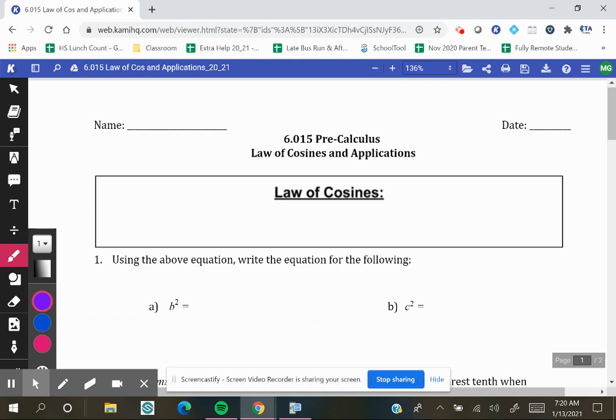We are on 6.015 today for Pre Calc, and we're going to be talking about law of cosines and some of its applications. Last time we talked about law of sines in the ambiguous case, and law of cosines is going to be used whenever you can't use law of sines.